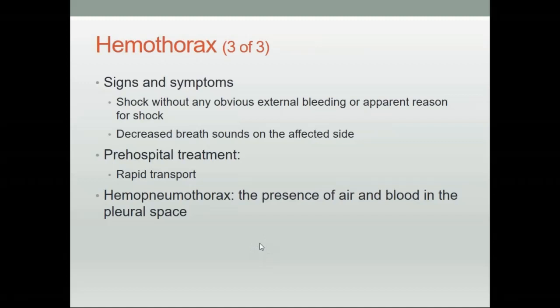They need for us to recognize that they need possibly volume replacement. We need to call for ALS, whether it's ground ALS to come to our scene, but we're not going to waste time on the scene. ALS most often is going to meet us on the way.